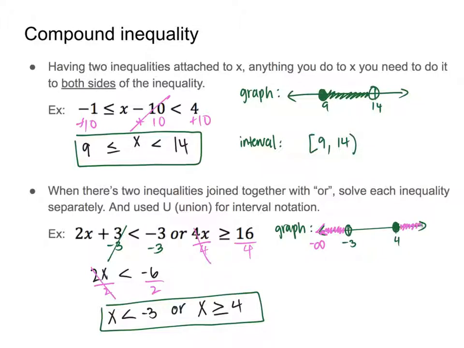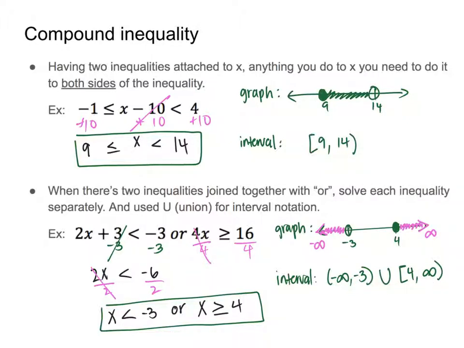These numbers here are bigger, and so it's heading towards positive infinity, which makes it a lot easier to write this as interval notation, because this would be negative infinity, parentheses, negative 3, parentheses, bracket on the 4, and then infinity, parentheses, and then we use a U for union to join these two together.